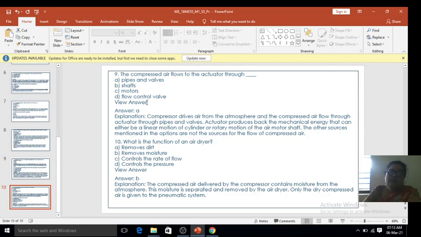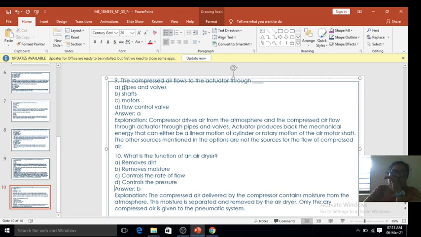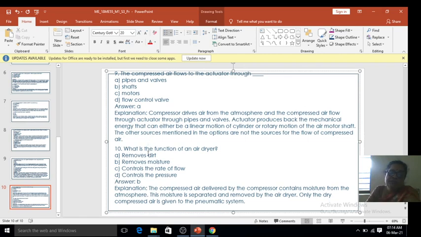The next question here is, the compressed air flows to the actuator through dash. The answer is definitely pipes and hoses, because the transmission of compressed air from one place to another, to the actuator, is through pipes and valves only. So next question here is, what is the function of an air dryer? Definitely answer is B, because it removes moisture present in the air.